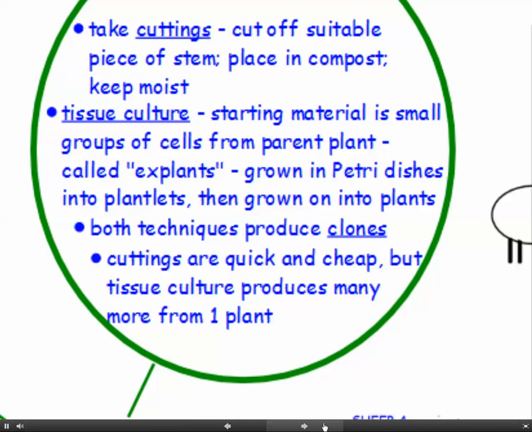Now both these techniques produce clones. Cuttings are very quick, very cheap. You don't need any special equipment for it. But tissue culture produces many more offspring from one plant.